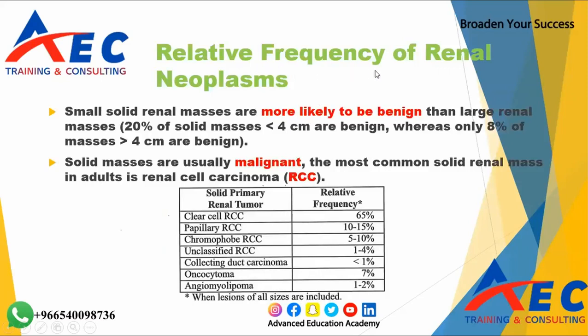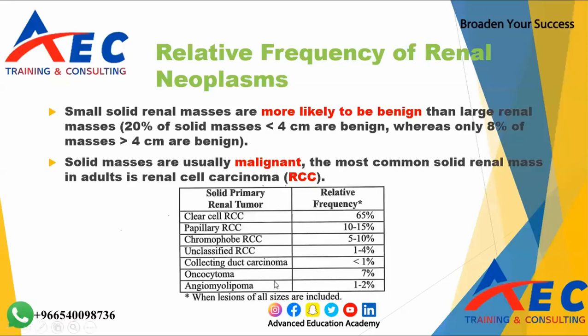Here we have the relative frequency of renal neoplasms. Small solid renal masses are more likely to be benign than large renal masses. 20% of solid masses less than 4 centimeters are benign, whereas only 8% of masses more than 4 centimeters are benign. So solid masses are usually malignant. The most common solid renal mass in the adult is RCC.